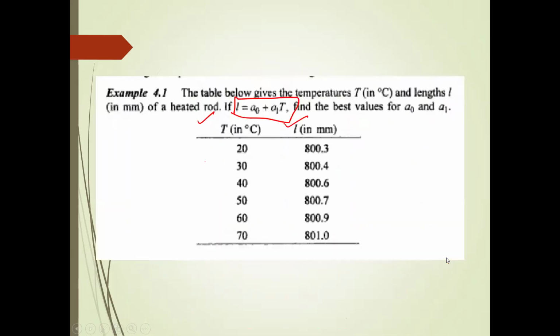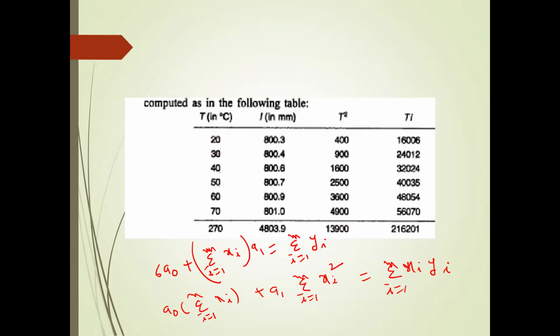Here you see what is y here. Your y is L here. Your x is t here. Remember that. So, 6, how many values are there? 1, 2, 3, 4, 5, 6. So, 6 A naught is correct. Next, here your xi is t. So, 270 A1 is equal to how much your y? This is your x and this is your y. So, y is how much here? 4803.9. Okay.